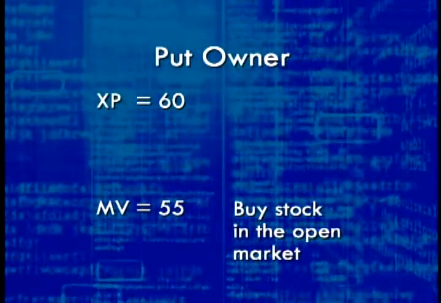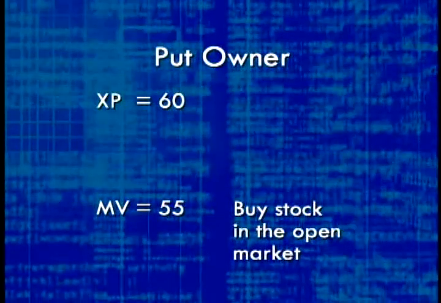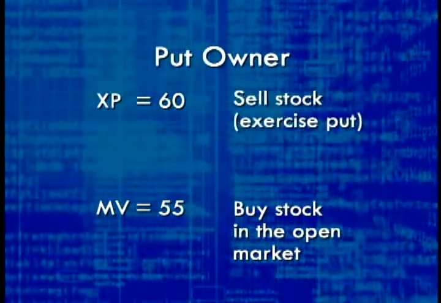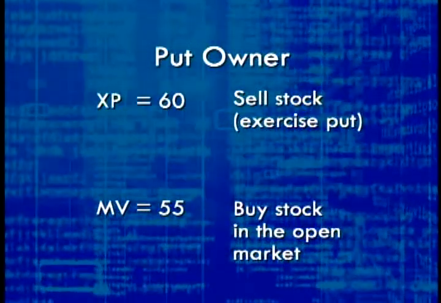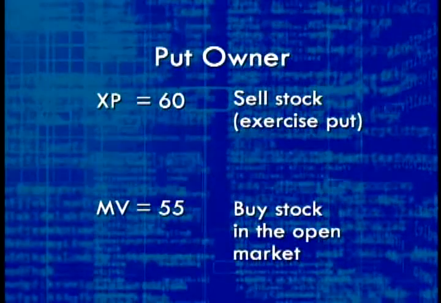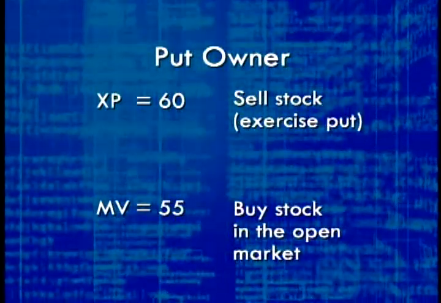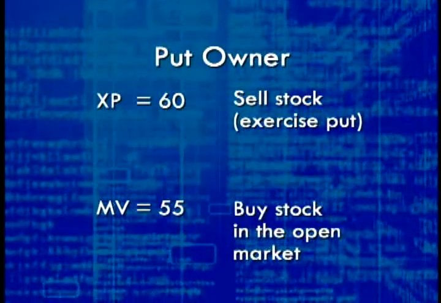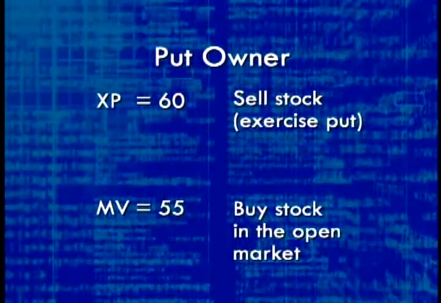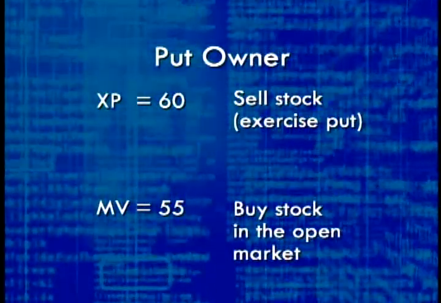What this investor, in fact, could do is buy the stock in the open market for $55 per share, then using the put option, force the writer to buy it for $60 per share. So notice that we're going to earn a profit: the difference between the price we buy it for in the open market and the price we sell it to the writer for under the put option contract. In fact, the farther the stock drops, the greater the opportunity for the put owner to buy the stock cheaply and sell it for the strike price.